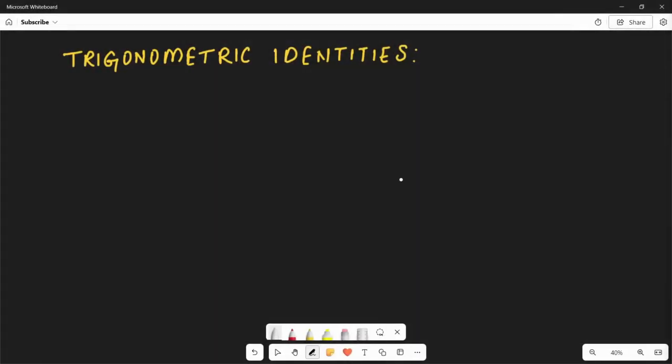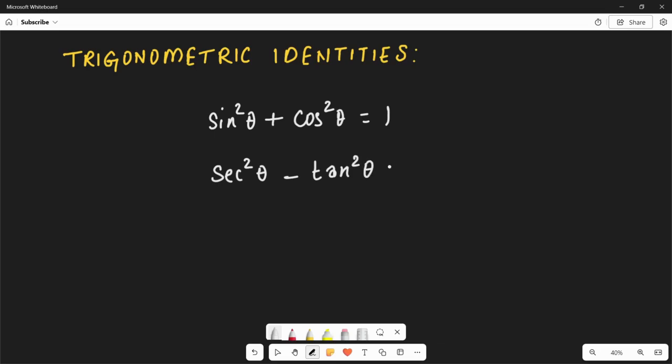Okay, and now we have the most important topic of this chapter, that is trigonometric identities. These are just three formulas which you need to remember to solve the questions in your exercises. So what are those formulas? The first one is sine square theta plus cos square theta is equal to 1. The second one is secant square theta minus tan square theta, which is also 1. And the third one, cosecant square theta minus cot square theta, should be equal to, yes, you have guessed it right, 1.